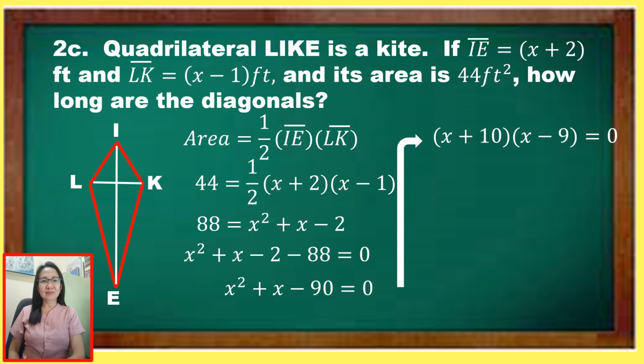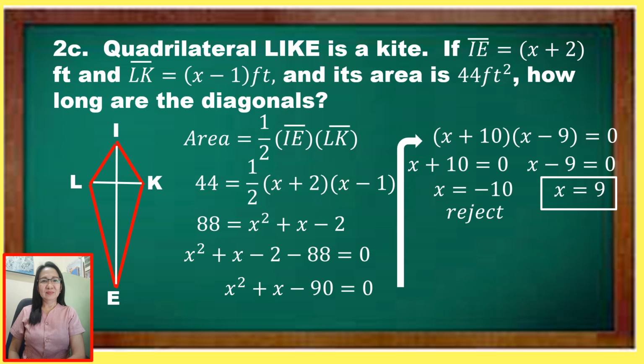Then let us apply the zero factor theorem. So x plus 10 equals 0 and x minus 9 is equal to 0. By addition property of equality, we will get x is equal to negative 10, which is rejected because there is no negative measurement. And x is equal to 9 is the accepted value for x.